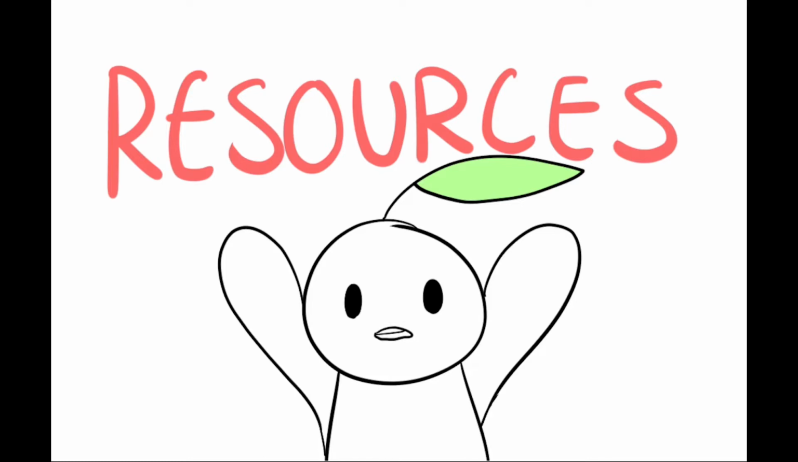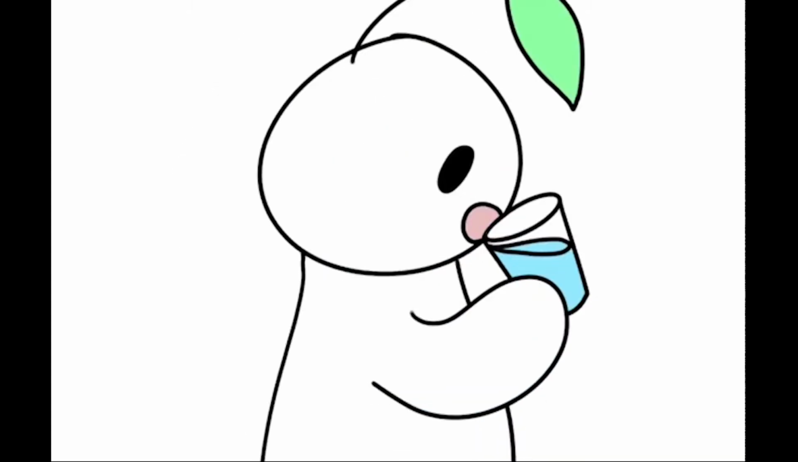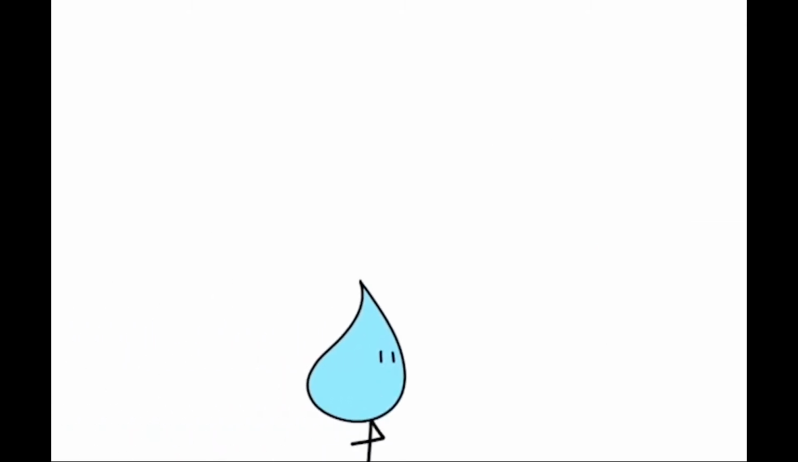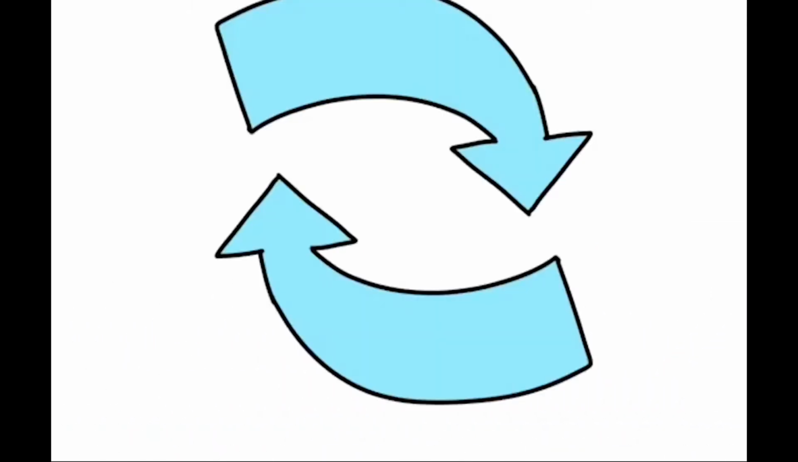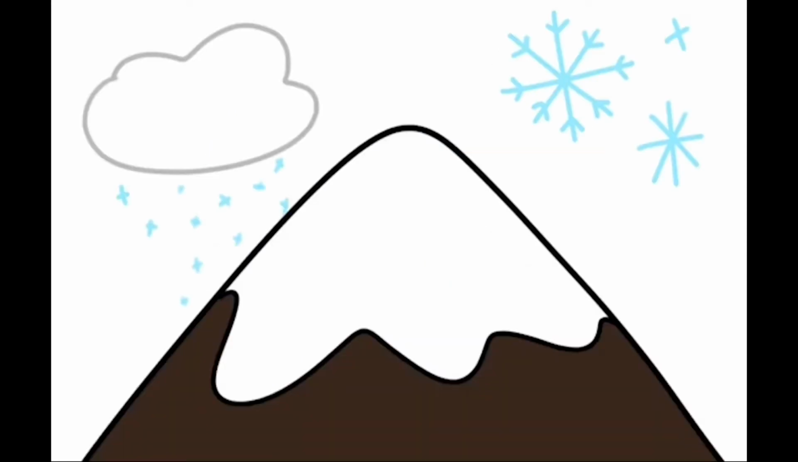The most basic resource for any life, especially our own, is water. Water is what keeps our bodies running and balanced. But where does it come from? Naturally, water is always moving through the environment. The water cycle, as it's called, begins high in the mountains in the form of snow and ice.